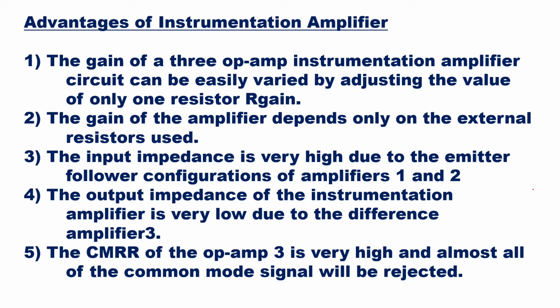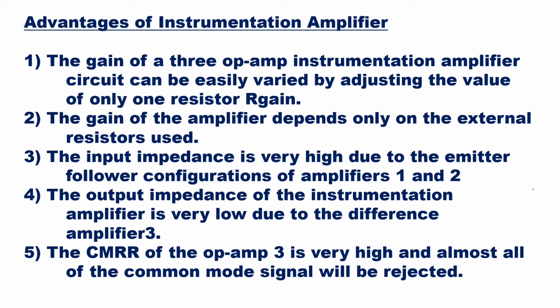The gain of a 3 op-amp instrumentation amplifier can be easily varied by adjusting the value of one resistor, R gain, that we have already seen. R gain was in between the first and second non-inverting amplifiers. Second, the gain of the amplifier depends only on the external resistors used. That is also true. Third, the input impedance is very high due to the emitter follower circuits of amplifiers 1 and 2. So the input impedance is very high, which is good for the loading effect.